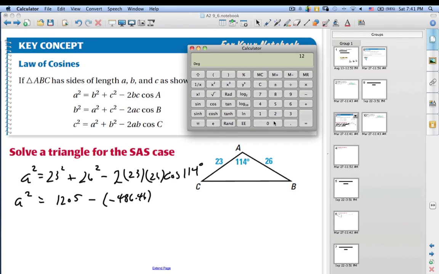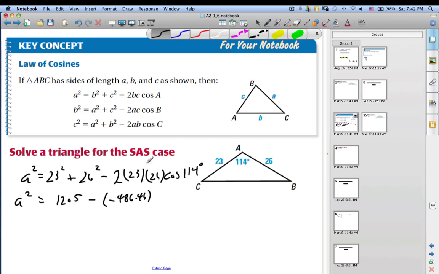So I'll have 1205 plus 486.46. That equals 1691.46, and that's going to be a squared. I'll want the square root to get a, 41.13. So I know that a will be equal to 41.13.